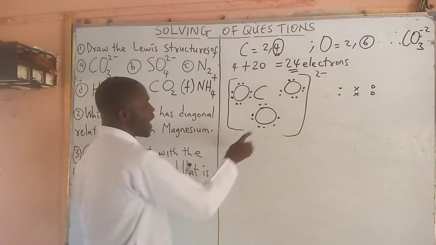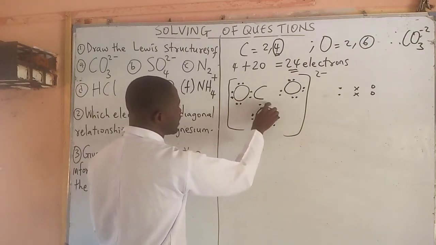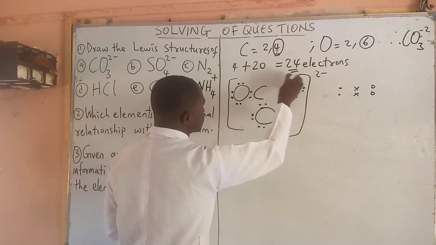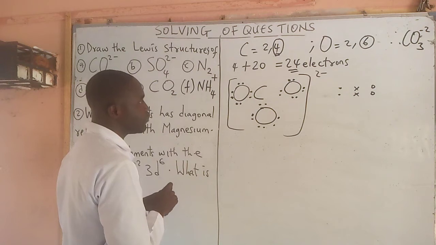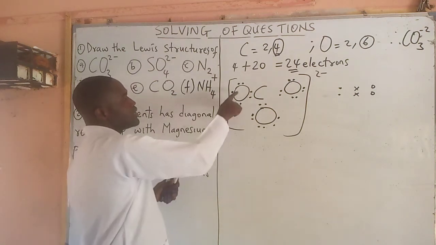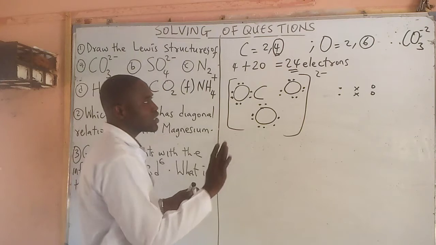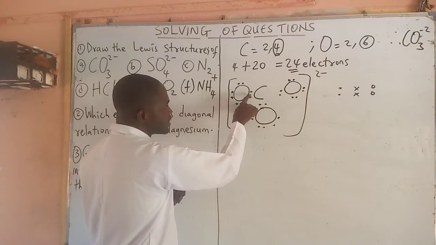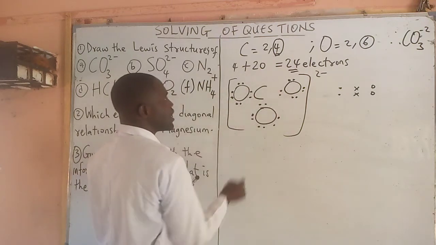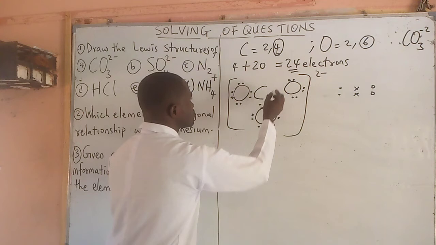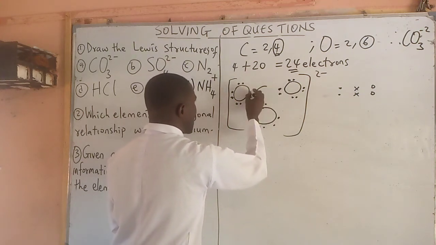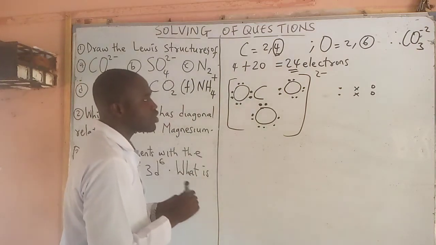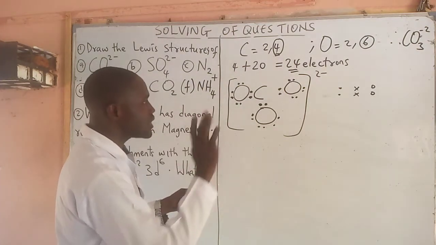Now, how many electrons do we have? 1, 2, 3, up to 24. We have 24 electrons in full. Now, you will notice that the oxygens have gotten 8 full electrons, that they have obeyed octet structure. But the carbon, how many electrons does it have? 1, 2, 3, 4, 5, 6. Carbon has only 6 electrons. It has not attained the octet structure. That is, it has not gotten 8 electrons.